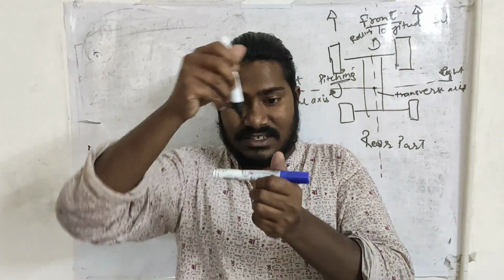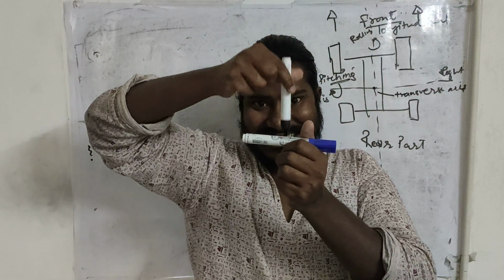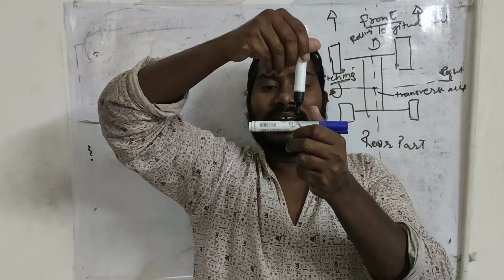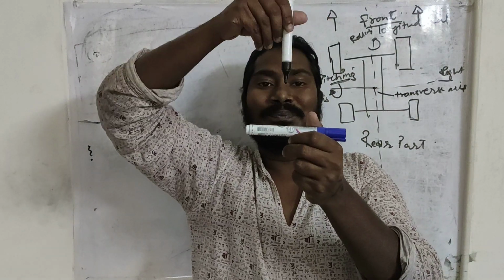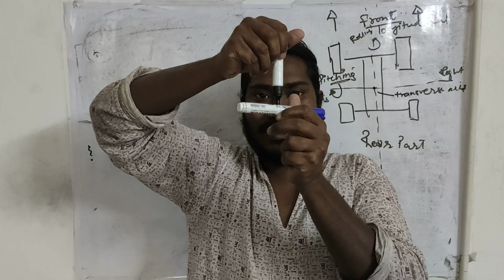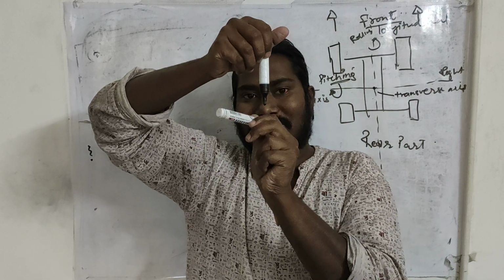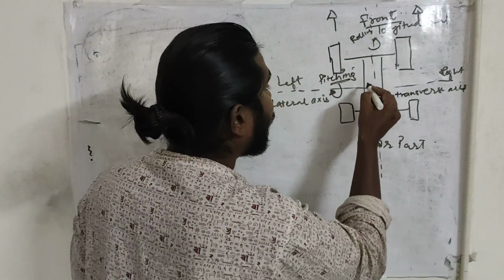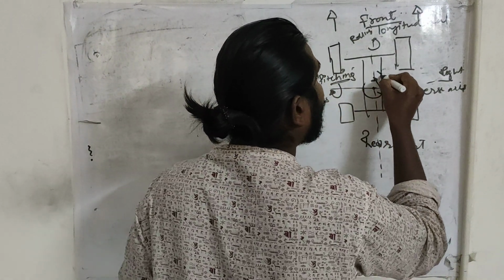And this is my vehicle, front, rear, right, left. And this is the transverse axis, up to down. The movement along the transverse axis, see the motion of the blue marker, the steering input, that is known as yaw.